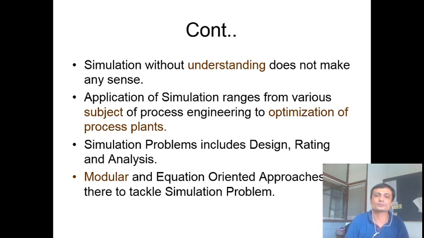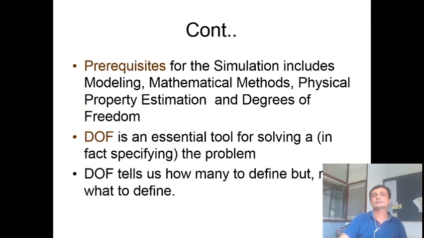Application of simulation can range from process engineering to optimization of process plants, from very simple small-scale applications to very big applications. Simulation problems include design, rating, and analysis. And there are two kinds of approaches to simulation: modular mode and equation-oriented mode. Prerequisites for any process simulation are modeling, mathematical methods or models, physical property estimation, and degree of freedom. Degree of freedom is an essential tool for solving or specifying a problem. It tells us how many variables to define, but it will not tell what to define.